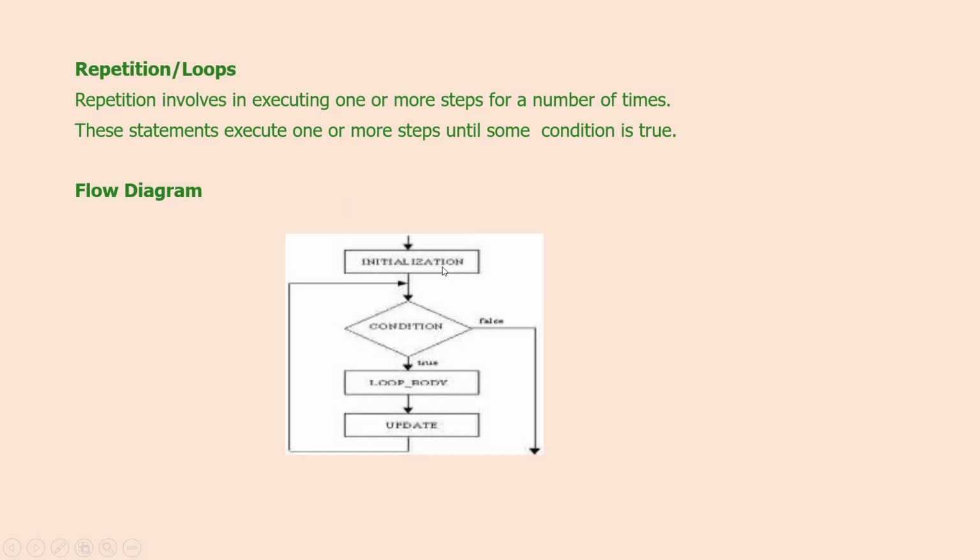The flow diagram is given here. First, we initialize some value. Then we check the condition. If the condition is true, the loop body will execute. Your loop set of statements will execute. Each time the condition data will be updated, because the loop should not be infinite. It has to stop at one stage. So the condition will be updated each time. If the condition becomes false, then the control will move out of the loop.